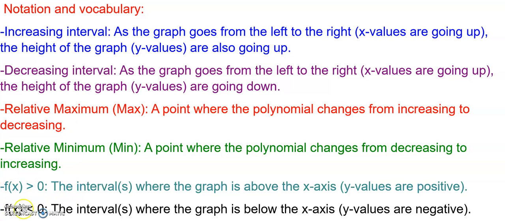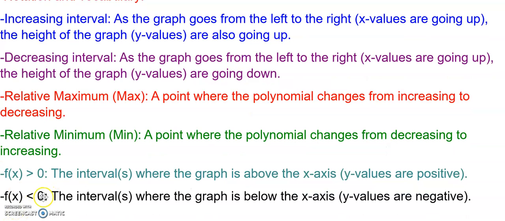And then this is a notation that we really need to understand. So when we see f of x is greater than 0, remember f of x is the same thing as y. So this is saying y is greater than 0. So this is representing an interval where the graph is above the x-axis, because it's saying that the y values are positive. This notation, f of x is less than 0, is telling us that this is the interval or intervals where the graph is below the x-axis. So our y values are negative.